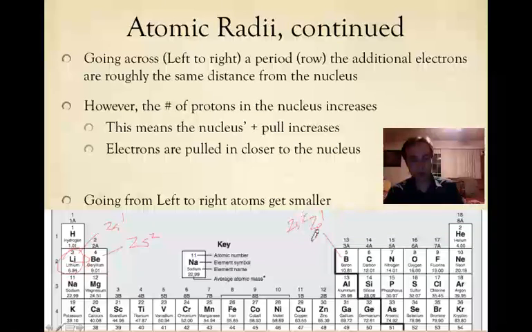What is changing along with this? The number of protons. So as we go from left to right, not only are we adding electrons, but more importantly, we're adding protons to the nucleus. The more protons you have in the nucleus, the more positive charge you have, which means the pull of the nucleus is going to increase. As the pull increases, electrons are going to get pulled in closer to the nucleus. What does that mean? That means as we go from left to right, atoms get smaller.